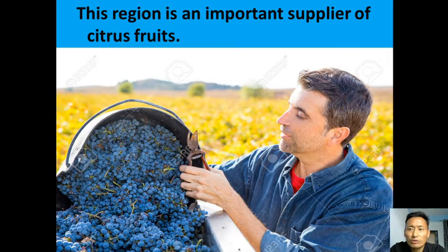This region is an important supplier of citrus fruit. Citrus fruit means fruits such as lemon, orange, and grapes. If we eat these fruits, they give a very sharp taste, because they contain citric acid. Such types of crops are called citrus fruits. So the Mediterranean region is an important supplier of citrus fruits. Mostly they are supplying grapes, and apart from grapes they are also supplying other citrus fruits.